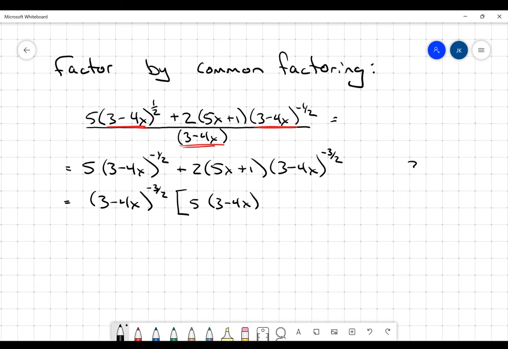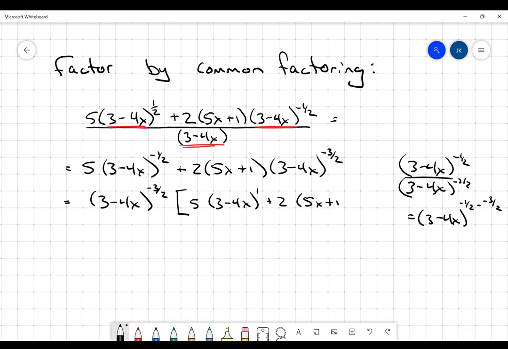well, here, I'll just throw it over here. So it'll be 3 minus 4x to the negative 1 half. I'm going to divide by 3 minus 4x to the negative 3 halves. So just to be clear, that's going to be 3 minus 4x to the power negative 1 half minus negative 3 halves. It's this minus negative that tends to throw a lot of people off here. And that's going to end up being 1. Okay, so to the 1 plus 2 multiplied by 5x plus 1.